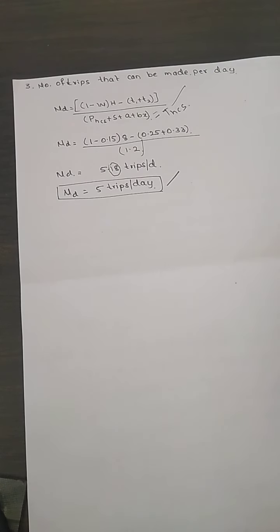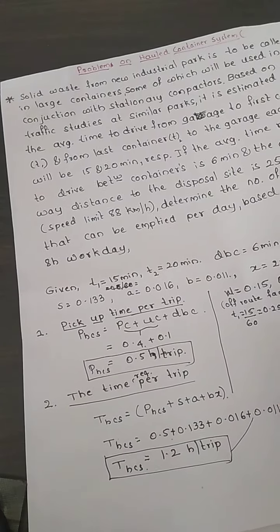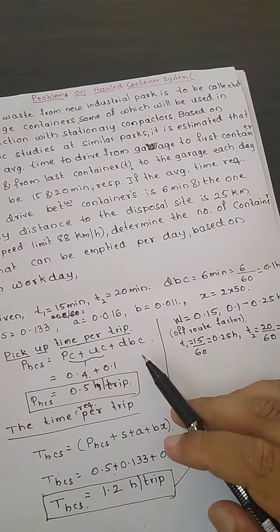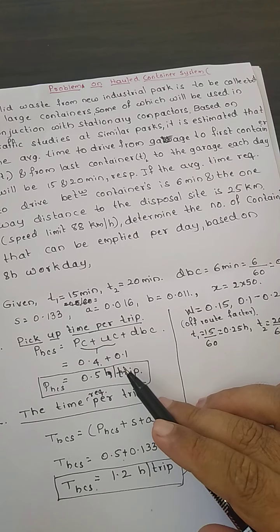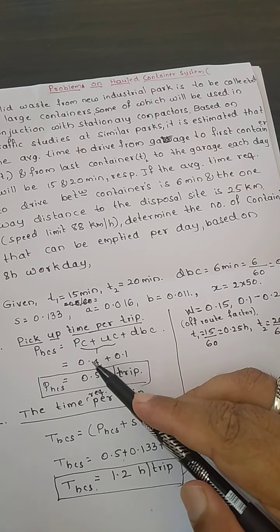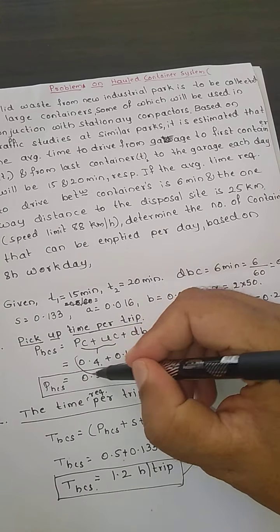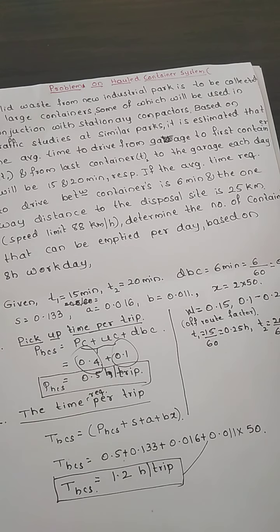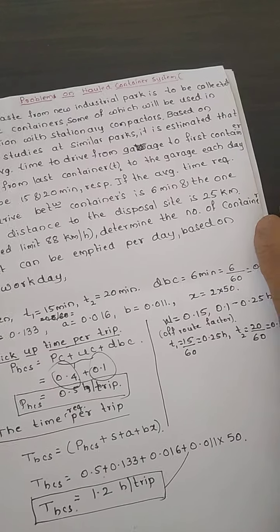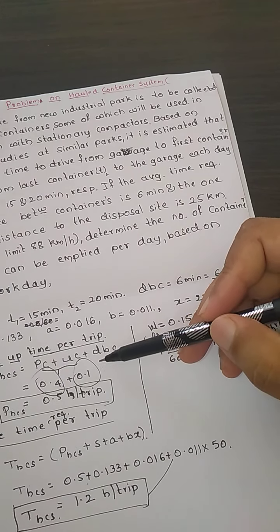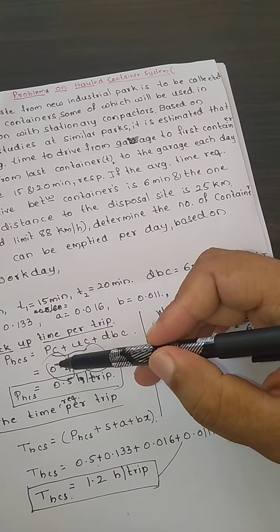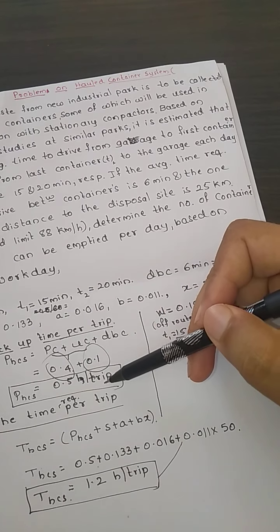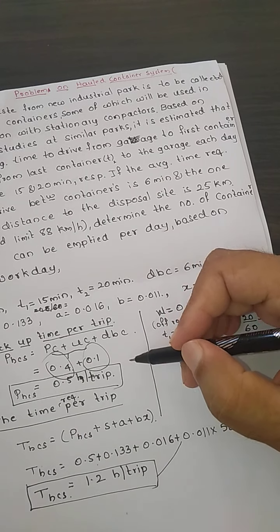So this is how we have solved the problem. At first, we determined the pickup time per trip using the formula PC + UC + DBC. PC plus UC we got from the table, and DBC we calculated as the average time required between the two containers. The time spent between the two containers is 6 minutes, so 6 divided by 60, we have taken it as 0.1 hour. Then PC plus UC is from the tabular column. So PHCS is 0.5 hour per trip. So the first step is over.